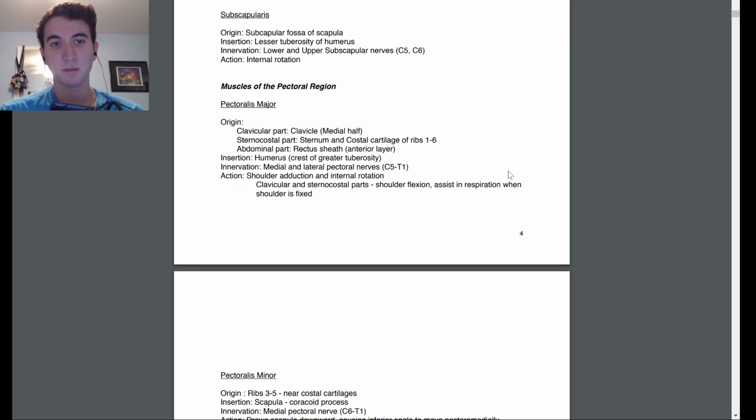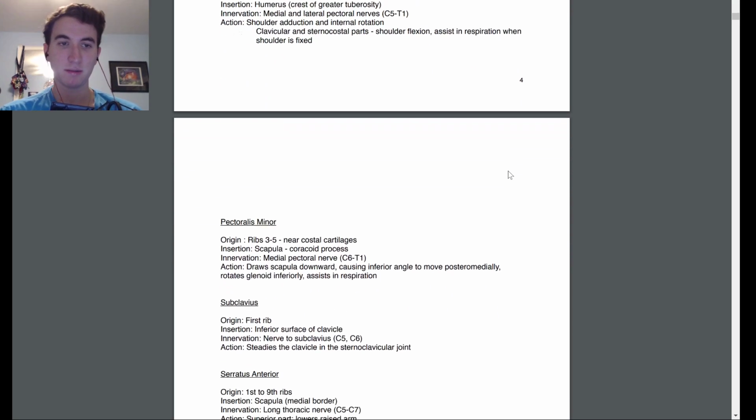The innervation comes from the medial and lateral pectoral nerves, which are located from C5 to T1. And the actions are shoulder adduction and internal rotation. And the clavicular and sternocostal parts provide shoulder flexion and assist with respiration when the shoulder is fixed.